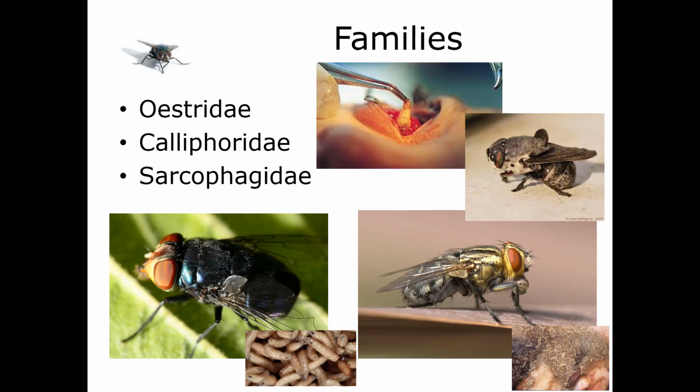The major families we're going to see that cause myiasis are Calliphoridae, Oestridae, and Sarcophagidae. So things that you've actually seen before. So they're the major producers of myiasis. Other fly families may produce myiasis, especially pseudomyiasis under certain circumstances, but by far it's these three families that we're going to see causing this infestation of a living organism.